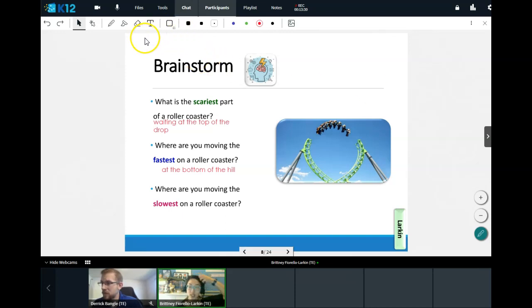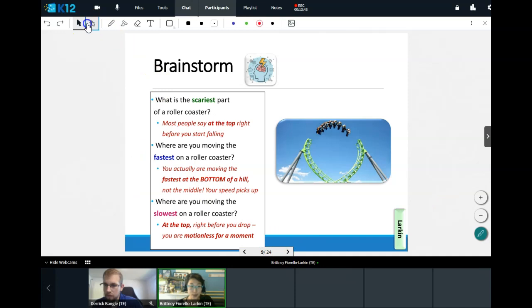Yeah, so we are moving the slowest at the top of the roller coaster, which again, I think probably contributes to why this is a little bit scarier because you're just waiting there, waiting, waiting, waiting. You're moving very slow. You're at rest for a moment, just waiting for the drop. Okay, so again, just to review, I think most people say at the top is the scariest. You're actually moving fastest at the bottom, not the middle, a common misconception because your speed picks up the further down you go. And at the top, you are completely motionless for a moment right before that drop.